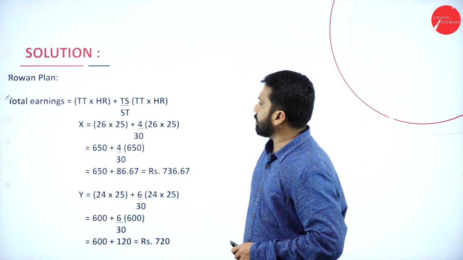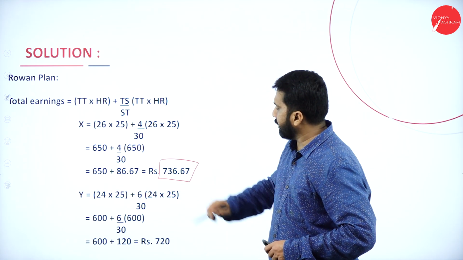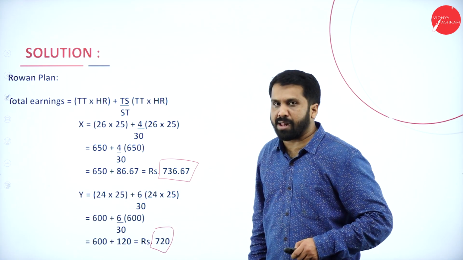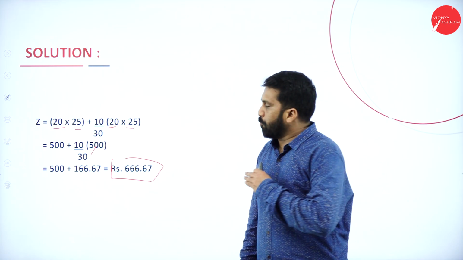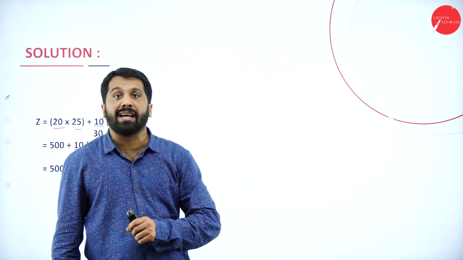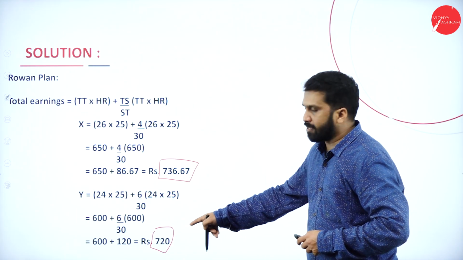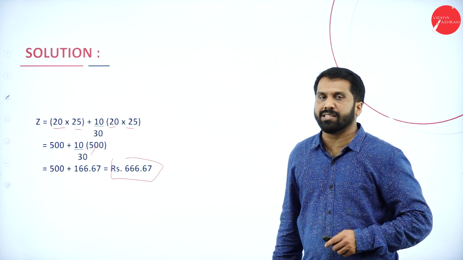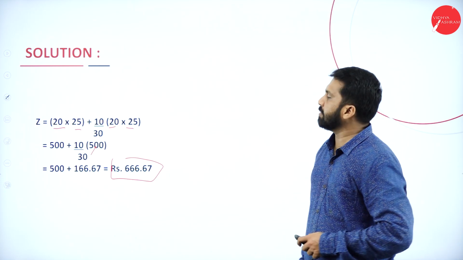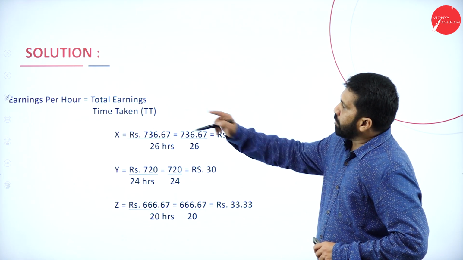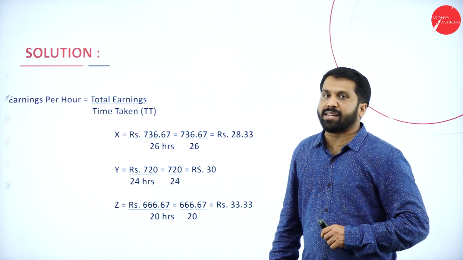Now, I'll go back to your slide. See, X, he has received 736, Y has received 720, and Z is getting 666. Now, we have calculated row 1 plan, but we have not calculated per hour. Whatever answer we got, like 736, 720, and 666, all per day. We don't have per hour. How to calculate? Simple.